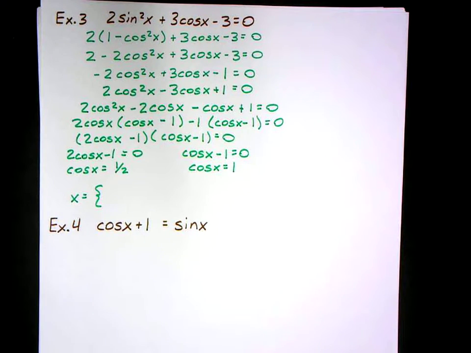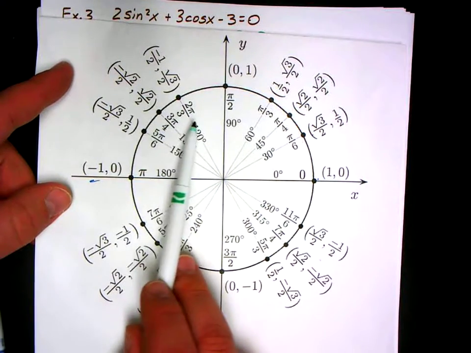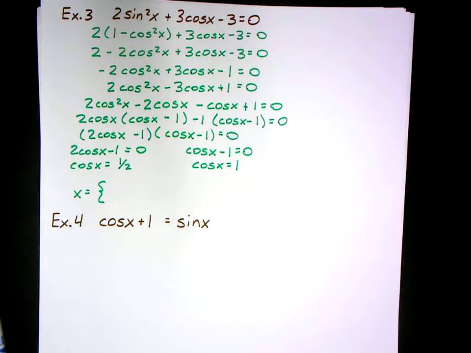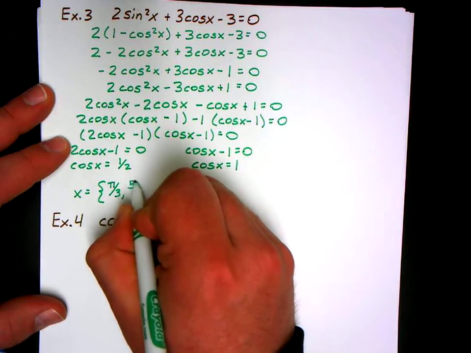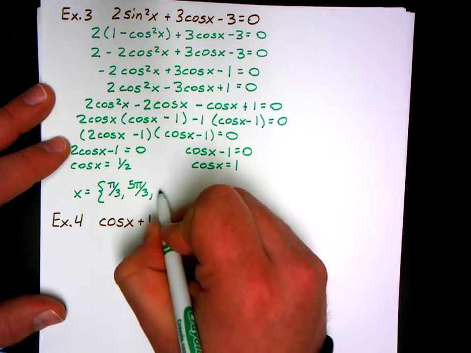Okay, in places where cosine of x equals 1/2, pi over 3, and where? Not 2 pi over 3. 5 pi over 3. Pi over 3, this would be negative because it's negative x values. So the other place would be down here at 5 pi over 3. And cosine equals 1 at 0.